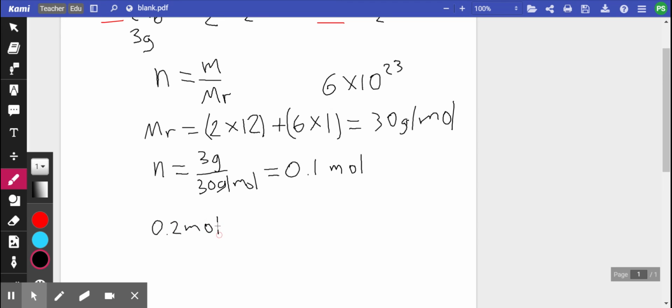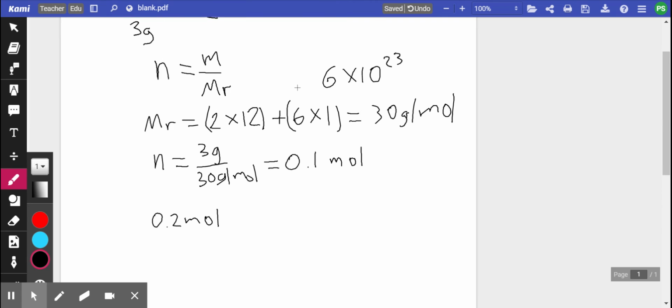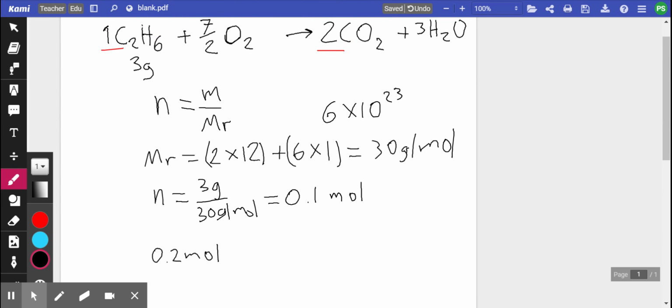Okay, so we've got 0.2 moles. Now, how can we convert that into mass? To do that, we use this equation again, and we rearrange it to find the mass of CO2 produced. So to do that, we also need to find the Mr. So the Mr of CO2, if you take the values from the periodic table, carbon is 12, each oxygen is 16, and that ends up being 44 grams per mole.